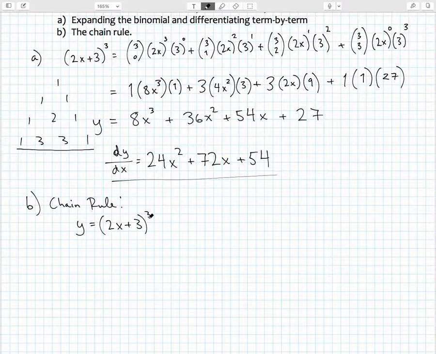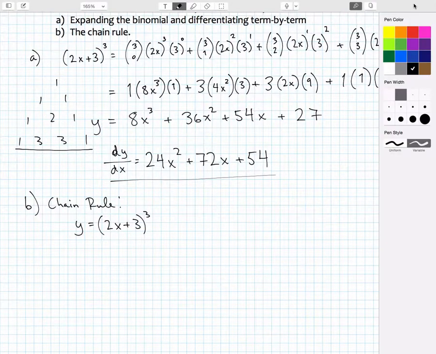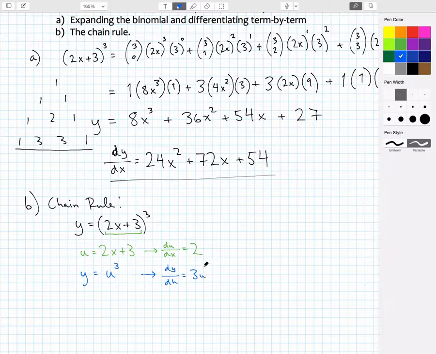Okay, so again, the first step is always choosing that middleman u. And again, it's an obvious choice here. So let's choose this inside function. Let's choose u to be 2x plus 3. And then what's nice about that is that y becomes simply u to the power of 3. And now we need to differentiate these. So du/dx is just 2. And then dy/du is 3u squared.